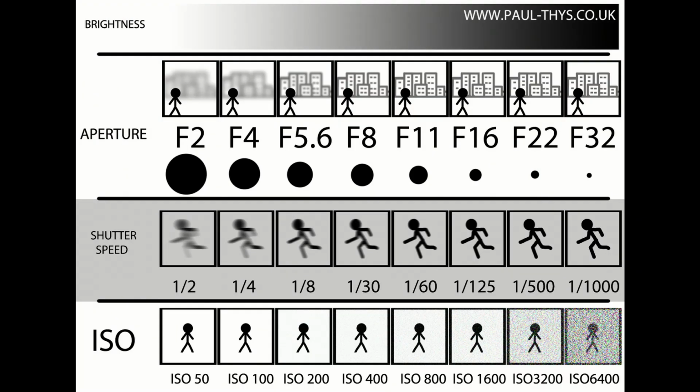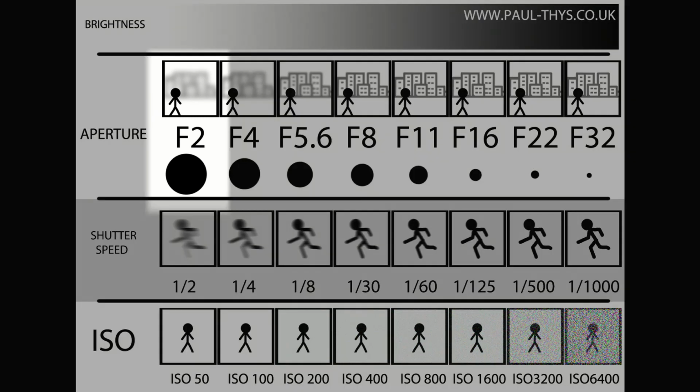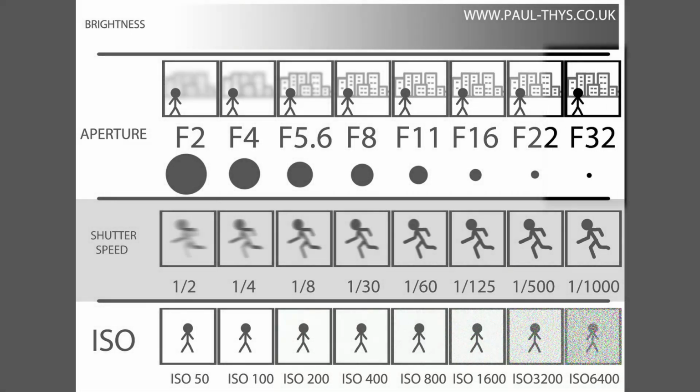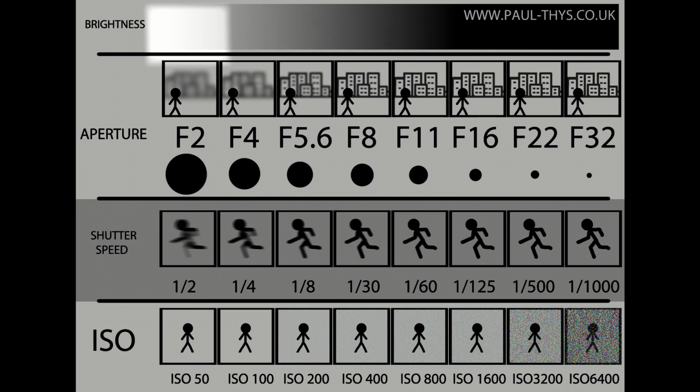Okay, so now we're going to have a look at this chart. This tells us everything we need to know. Okay, so we've got f2 here. This is a very open aperture, and as we can see the little icon here, the background is very blurred. As we go up to f32, the background is very sharp. We can also look at the brightness. As we go to the left, it's a lot brighter, the white colour at f2, and then as we go down to f32, we can see the picture is going to get darker.